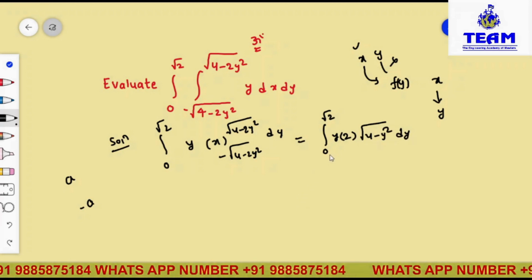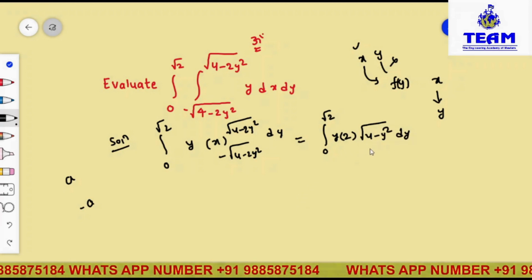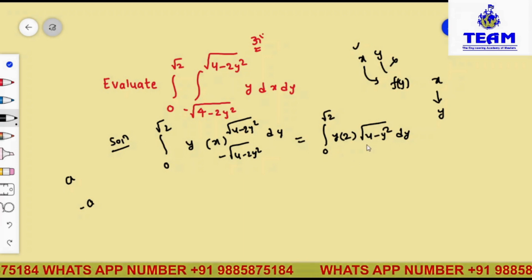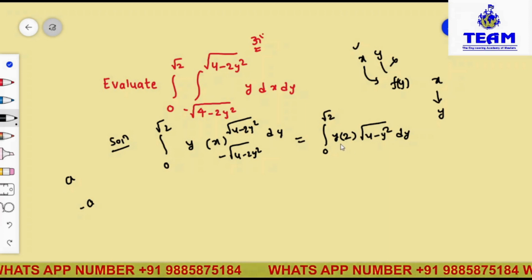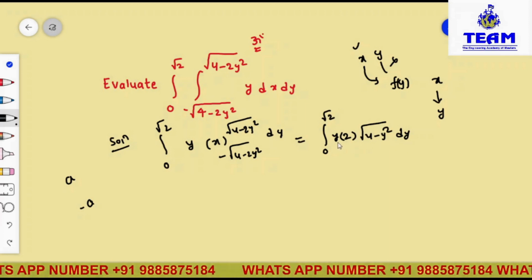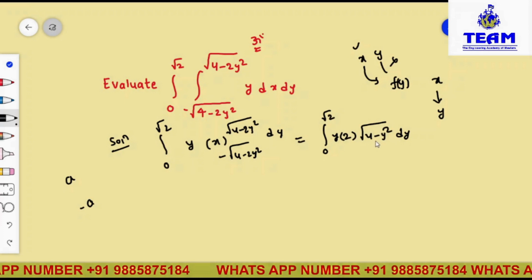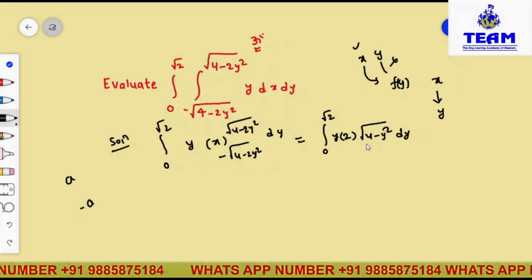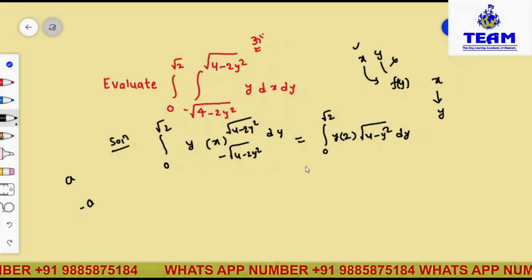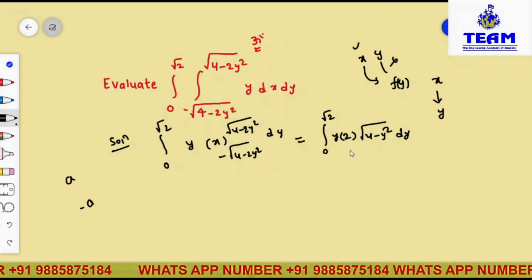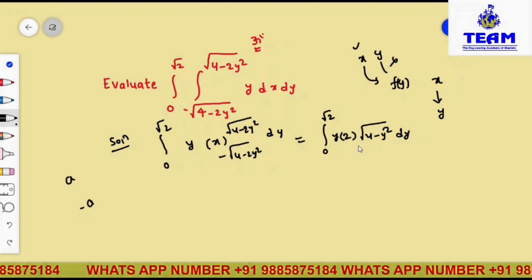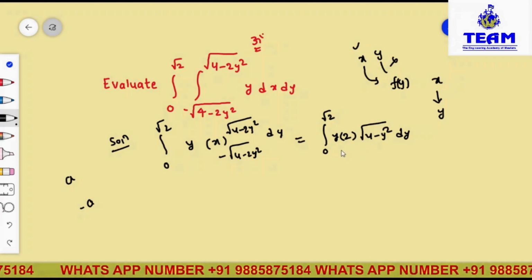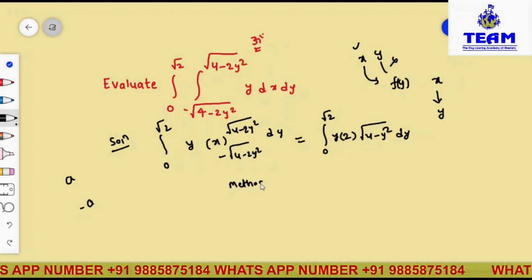Okay friends, now we have to integrate this term. How to integrate this one? Integrating with respect to y, the integrand is a product of two terms: one is y, another one is square root of 4 minus 2y square, which is also in terms of y only. So go for the UV rule. But if you want to apply the UV rule, is it easy? Or which method should you apply? Here friends, different methods we can do.